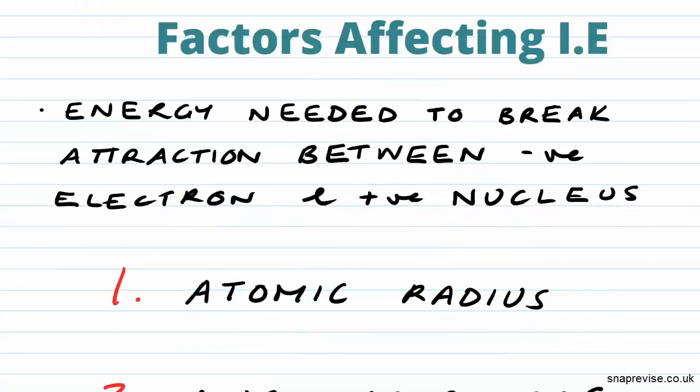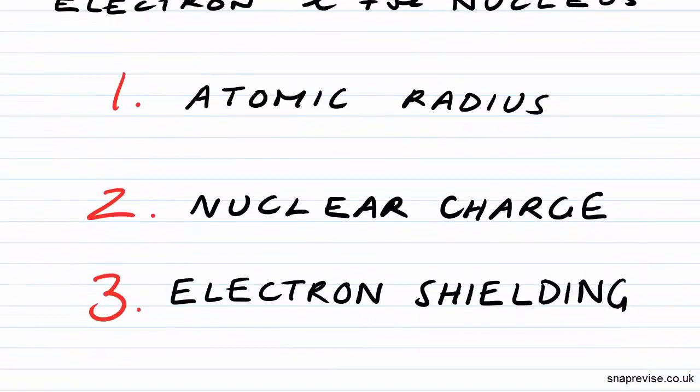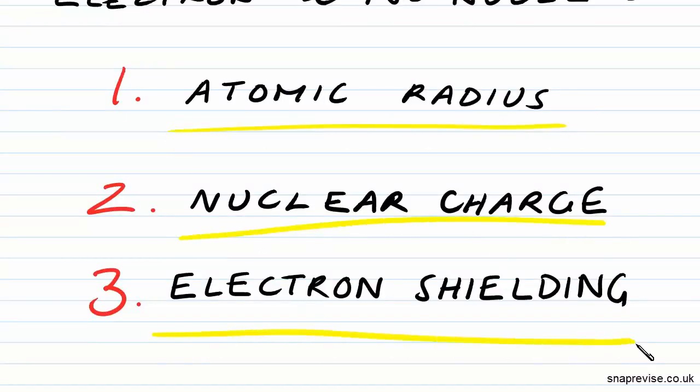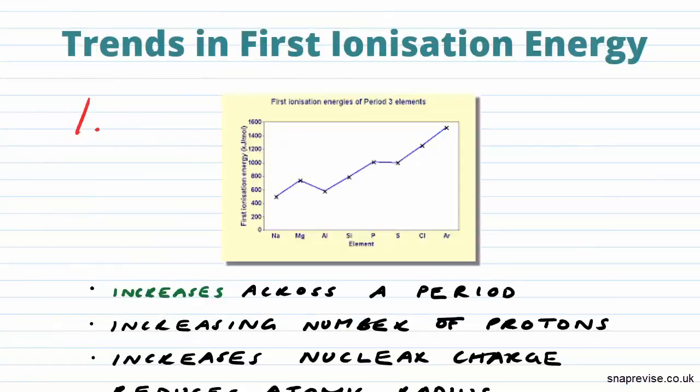Now we know there are a number of factors that affect ionization energy. These factors include the atomic radius, the nuclear charge, and the level of electron shielding. And it's these 3 factors that influence the trends that we see in ionization energy. So let's have a look at some of the trends in first ionization energy. The first trend we're going to look at is the pattern that we see across a period.